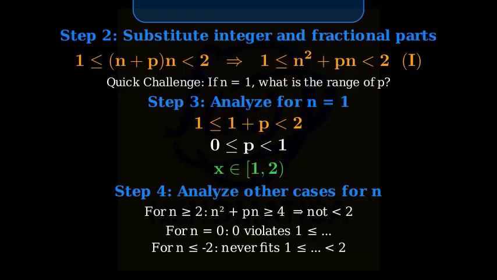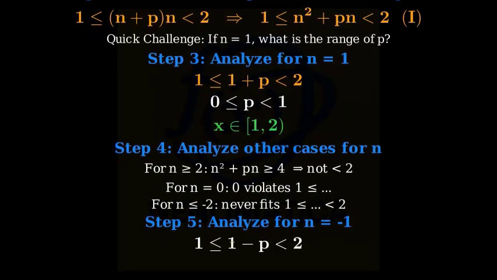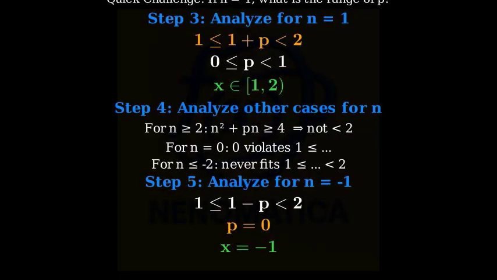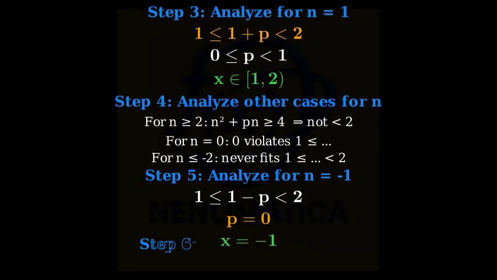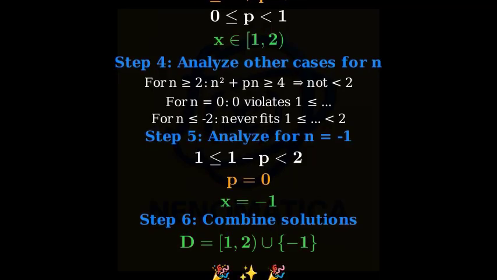Step 5. Analyze n equals negative 1. We have 1 less than or equal to 1 minus p, which is less than 2. This yields 0 less than or equal to negative p, which is less than 1, implying p equals 0, because p must also satisfy 0 less than or equal to p less than 1. Therefore, x equals negative 1. Step 6. Combine the solutions. We unite the interval from 1 inclusive to 2 exclusive with the point negative 1. That is the complete solution set.